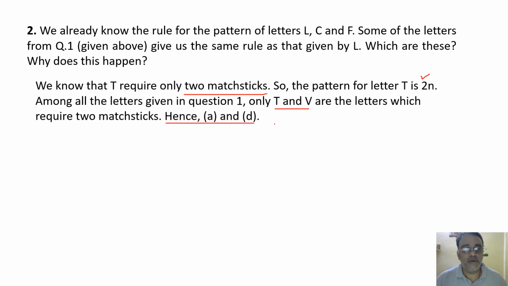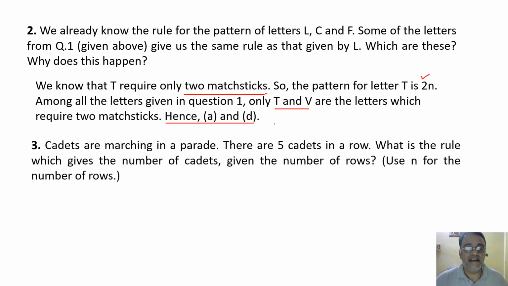So now we are moving toward question number 3. Cadets are marching in a parade. There are 5 cadets in a row. What is the rule which gives the number of cadets given the number of rows? Use n for the number of rows.